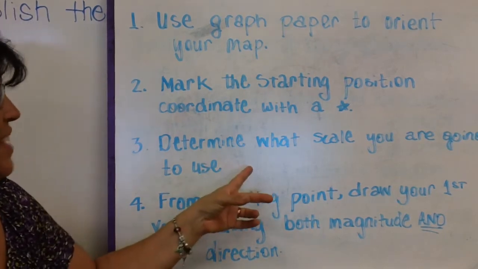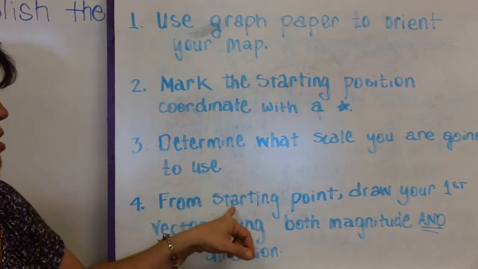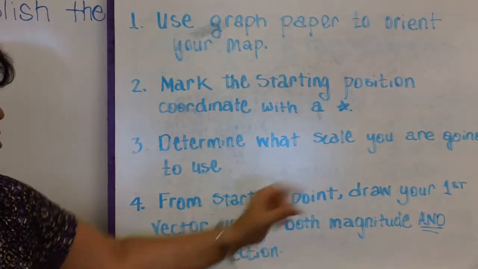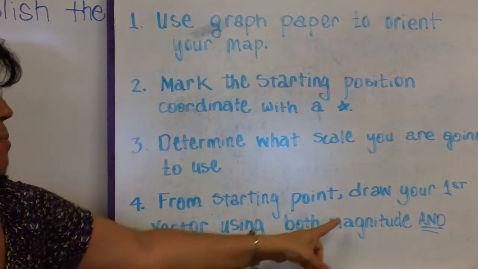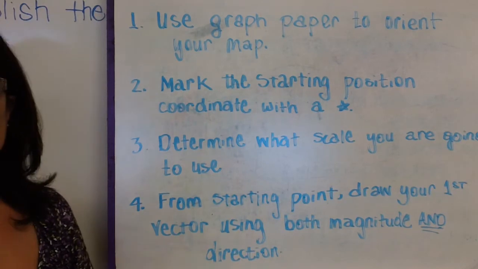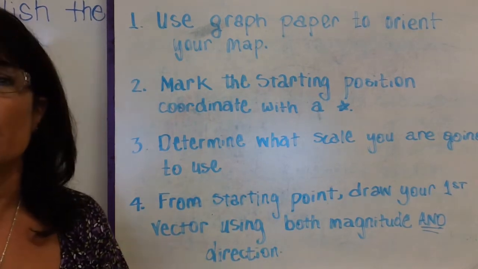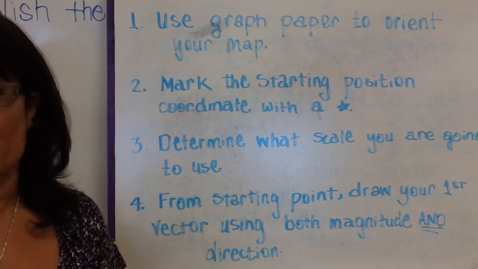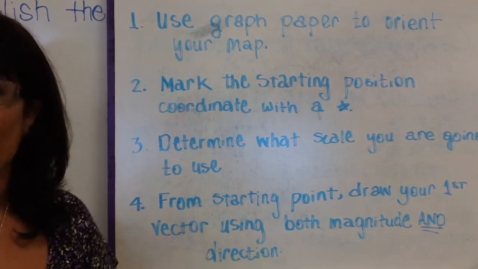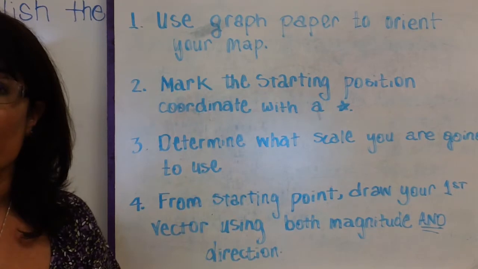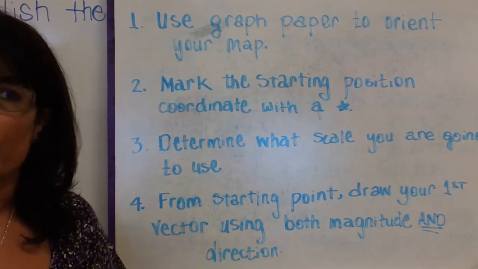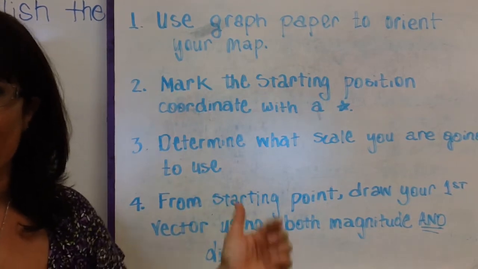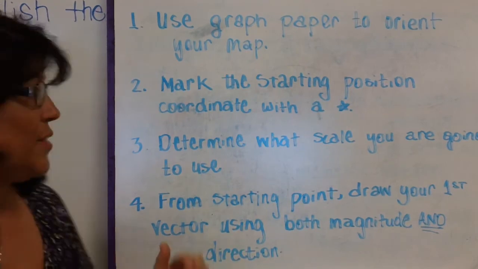Once you determine the scale, you're going to start from that starting point, which is the star on the map, and draw your first vector using both magnitude and direction. So for instance, say you went 100 meters north, and each box is 1 meter. You're going to go 100 boxes straight north from that, and that will be your first vector. And you're going to put an arrowhead on that vector at the end of it.